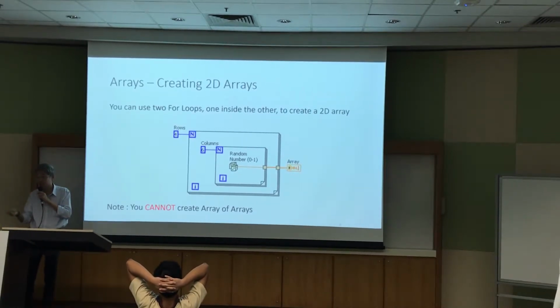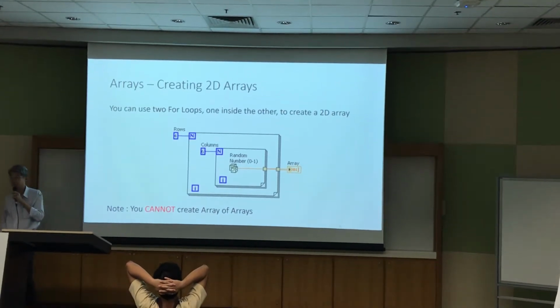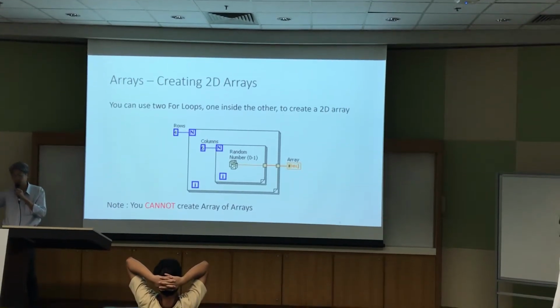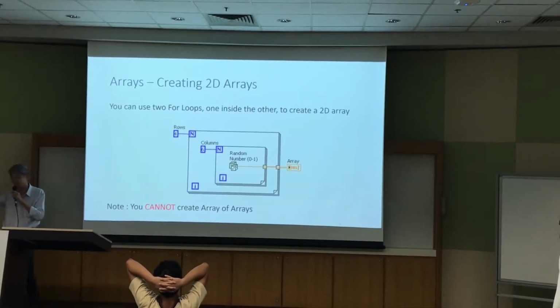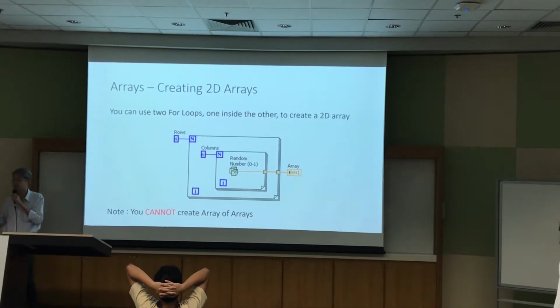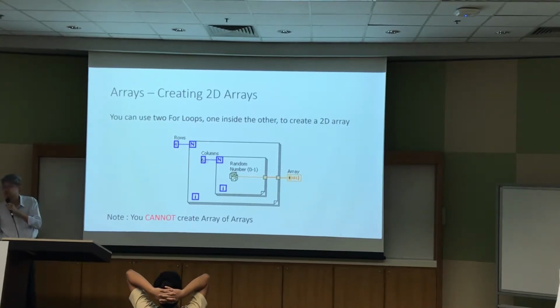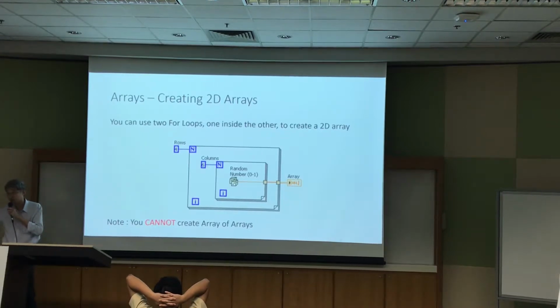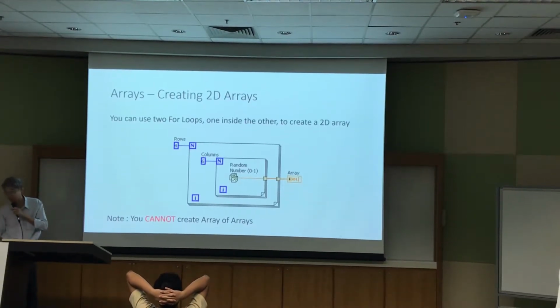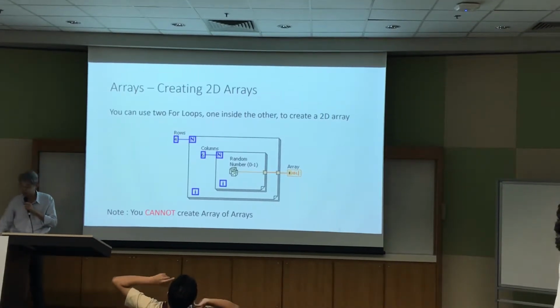Is it 6 times 4 or 4 times 6? Different, no? 4 times 6 means 4 rows, 6 columns. 6 times 4 means 6 rows, 4 columns. Different. You know what I mean? So this one is 4 times 6. 4 rows, 6 columns. Got it? So make sure the outside is the row, inside is the column. Okay? And take note of this.